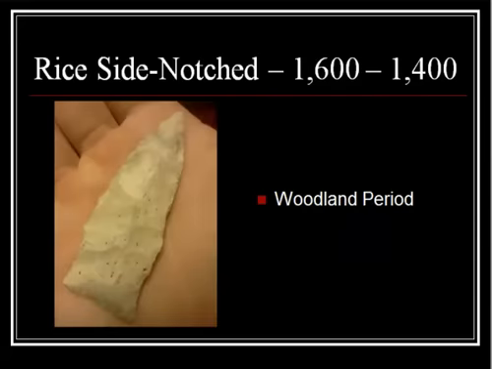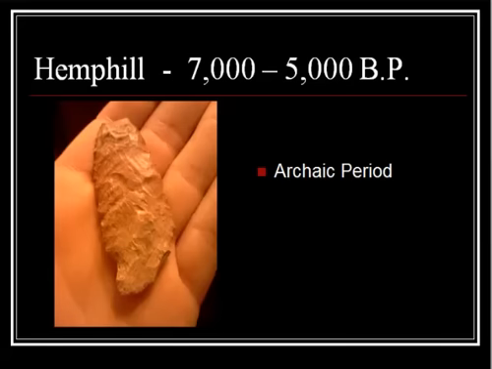Next one is a rice side notch. This is from the woodland period. Found this in a creek at my farm, probably about 100 feet from the river tributary. We have a Hemphill, the archaic. This was my first arrowhead I found. It was found in the same creek as the rice side notch. Shows the diverse history of our area.